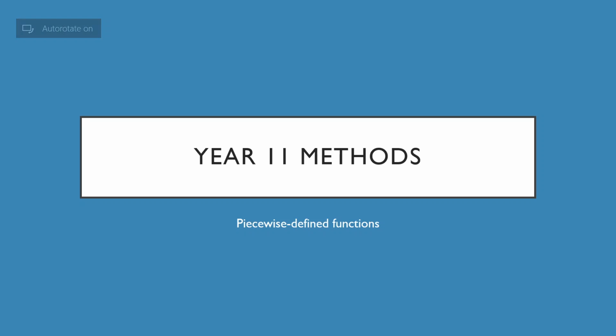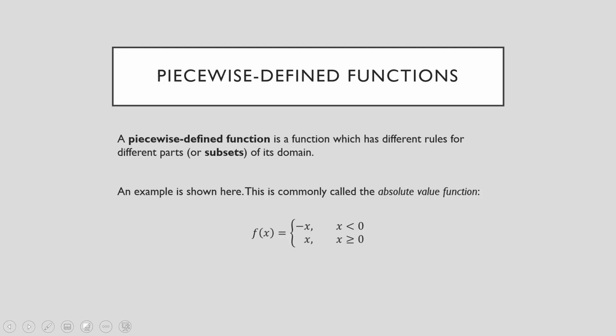Hi everybody. In this video we're going to look at a kind of new thing called a piecewise defined function. So what is a piecewise defined function? Well, as it says here, a piecewise defined function is a function which has different rules for different parts of its domain or subsets of its domain. And so here we've got an example.